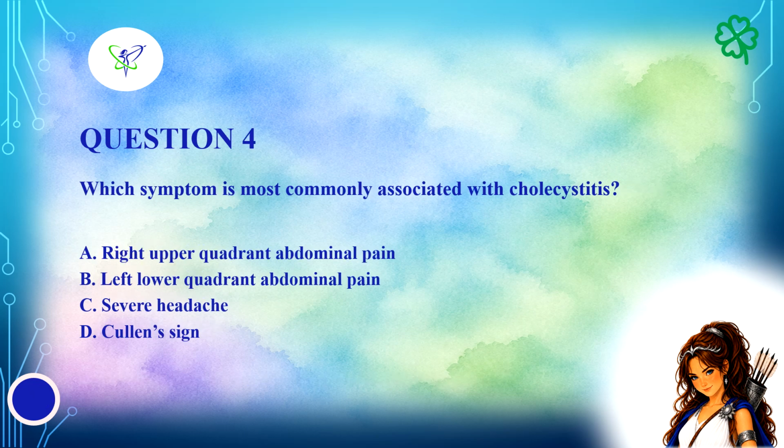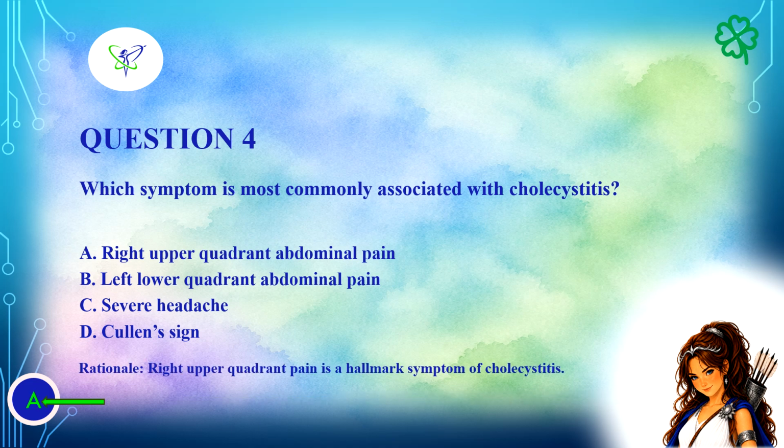Question 4. Which symptom is most commonly associated with cholecystitis? A. Right upper quadrant abdominal pain. B. Left lower quadrant abdominal pain. C. Severe headache. Or D. Cullen's sign. And I'm going to say A. Right upper quadrant abdominal pain, which is a hallmark symptom of cholecystitis.